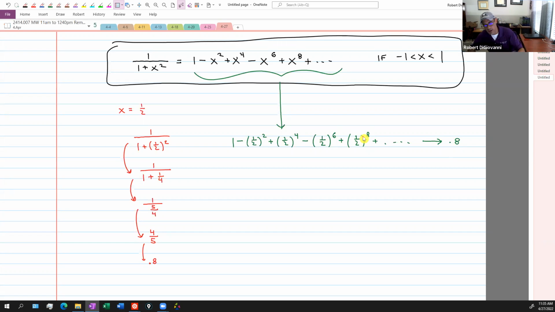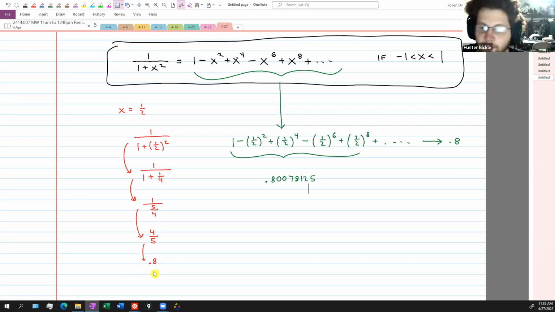Look what I get. Just out of these first ones, I got 0.80078125. It's close to 0.8, right? I have to go out further if I want to get closer. But if I could go forever, then it would converge to 0.8.